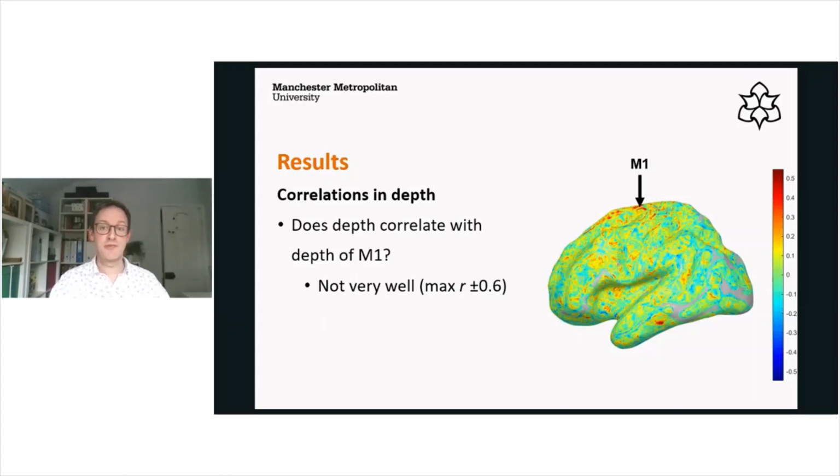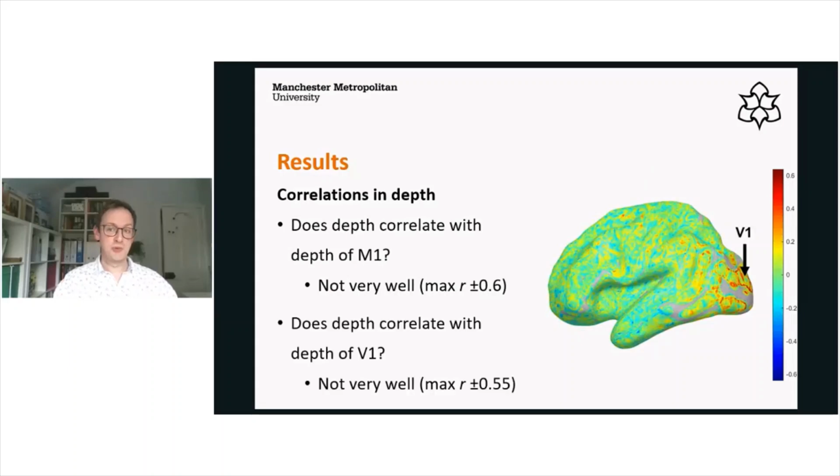The answer is not particularly well. There are some fairly good R values, this is Pearson's R, of about 0.6 or minus 0.6, so negative correlation is fine too. But they tend to be very closely clustered around the seed region. What about the primary visual cortex? Again, not particularly well. There are clusters of high correlation around that seed region, but away from the seed region, not so good.